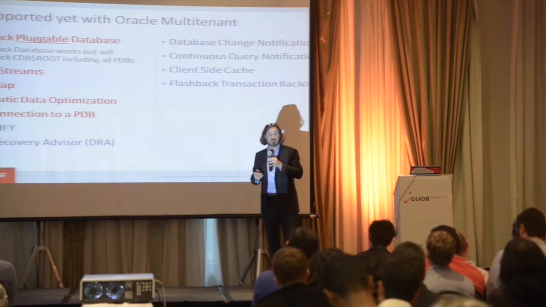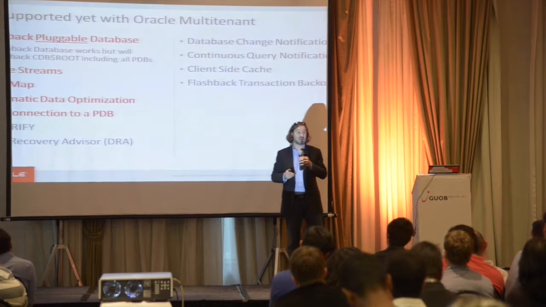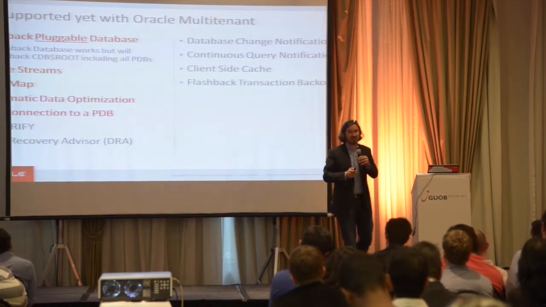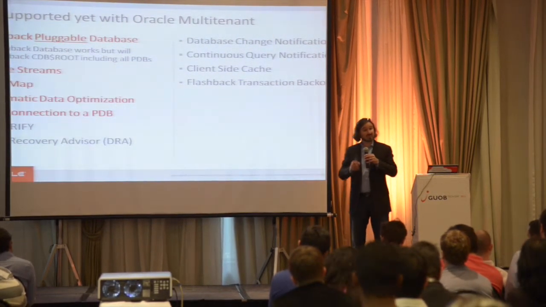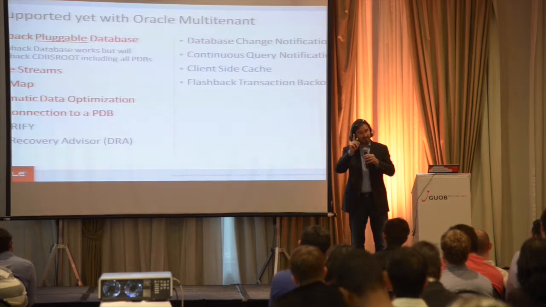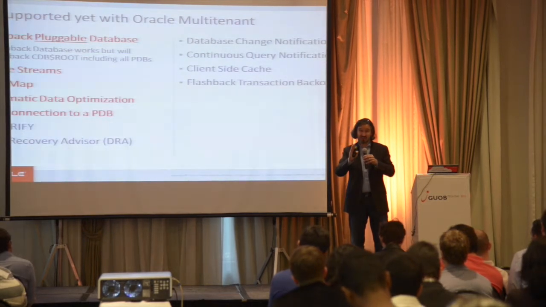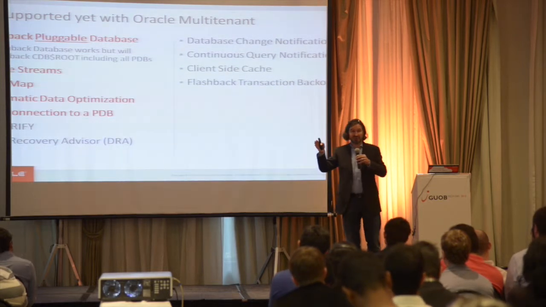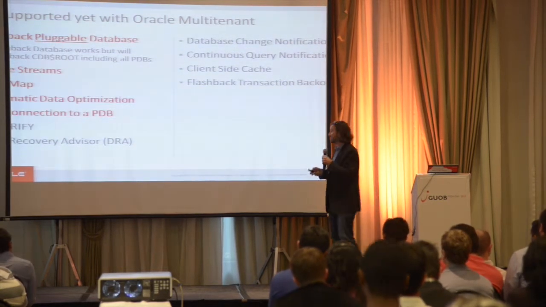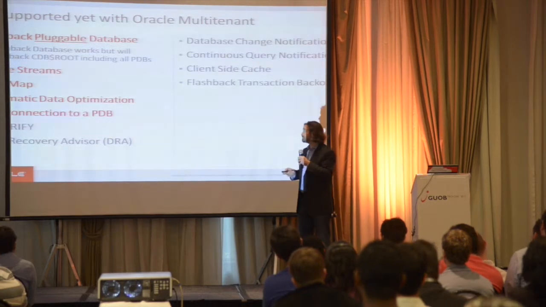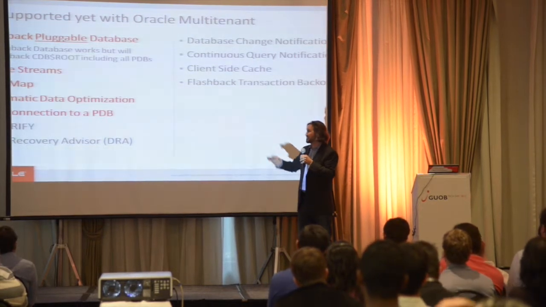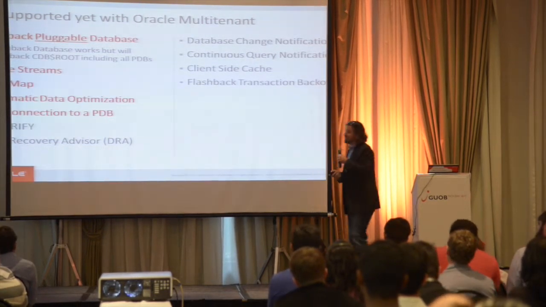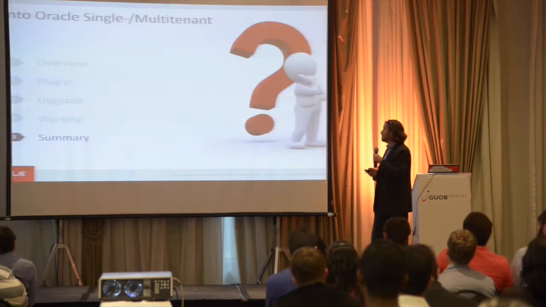The other thing, for some people, is that Streams is not working in multi-tenant environments. Streams is deprecated only in 12c, but fully supported. Deprecated just means we may give no support later for Streams, but it's fully working and fully supported, just not in multi-tenant. And then the automatic data optimization with the heat map is not there. So those are the things which are not there at the moment.